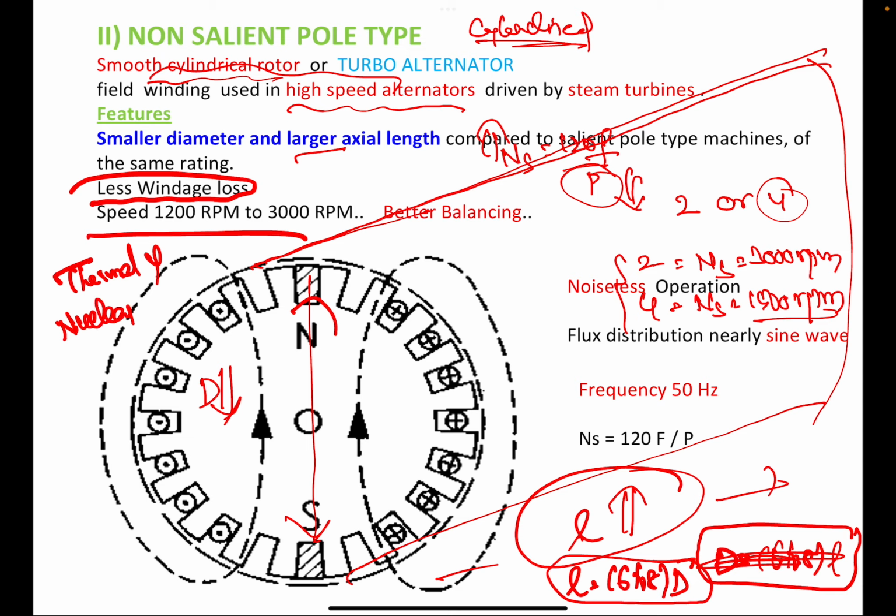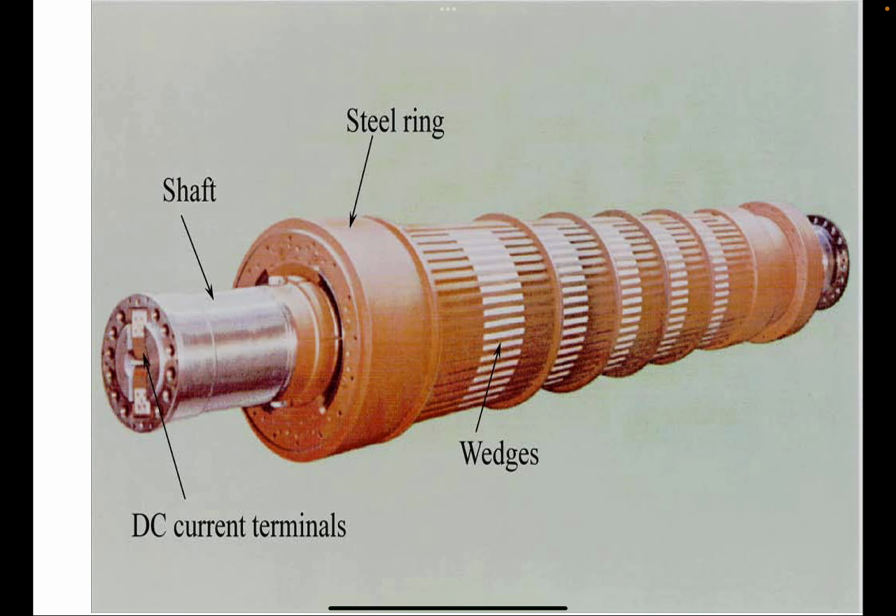Already in power systems you might have studied this, yes or no? In thermal plants and nuclear power plants, we can consistently get the input power, so it is suitable for high speed applications. That's why it is also called turbo alternators. These alternators are specifically meant for high speed applications, mainly used in thermal and nuclear power plants.